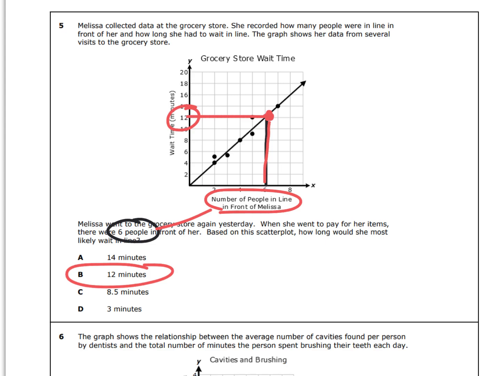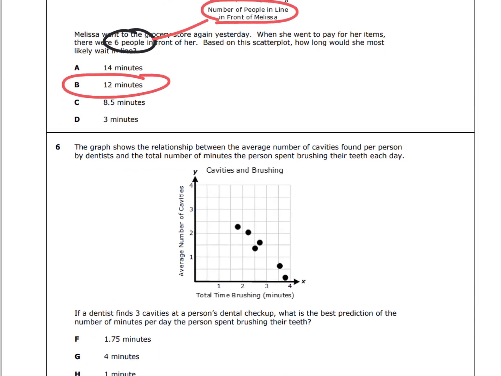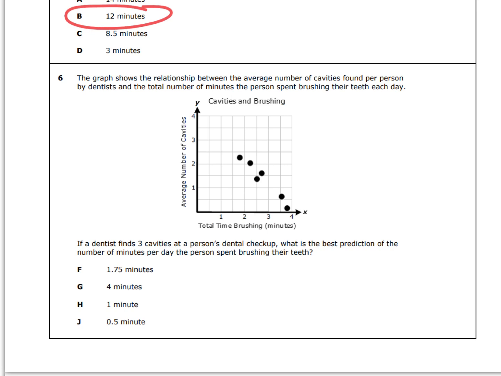Okay. Now, number 6, the graph shows a relationship between the average number of cavities in a person by a dentist and total minutes they spend brushing their teeth. Okay, so before I can even do anything, I need to draw my line on this graph, and so I've got a line. Kind of looks like that. It's not perfect, but looked good enough to me. Okay, a dentist finds 3 cavities in a person's checkup.